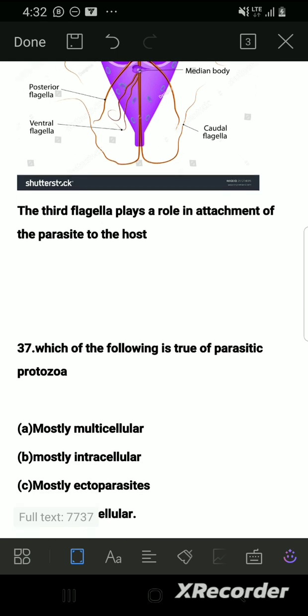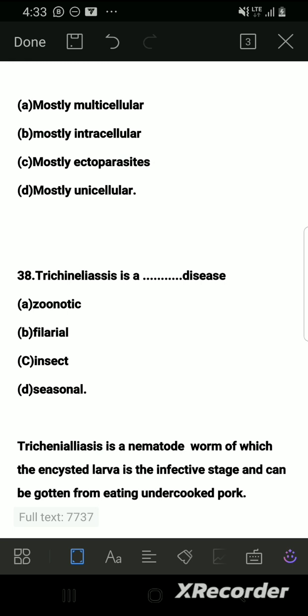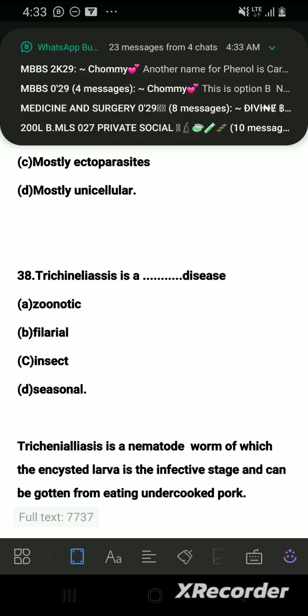Then which of the following is true of parasitic protozoa? Parasitic protozoa are mostly unicellular. Then trichomoniasis is a dash disease. Like I said earlier, trichomoniasis, the infective stage is the infected larva, and it is a zoonotic disease because it's concerned with pig, like pork. So it's a zoonotic disease, a disease shared between man and animal. The infective stage is the encysted larva. So that is just it.